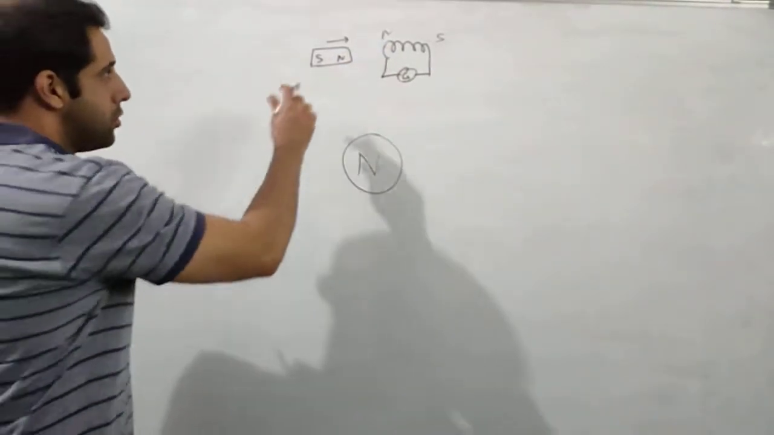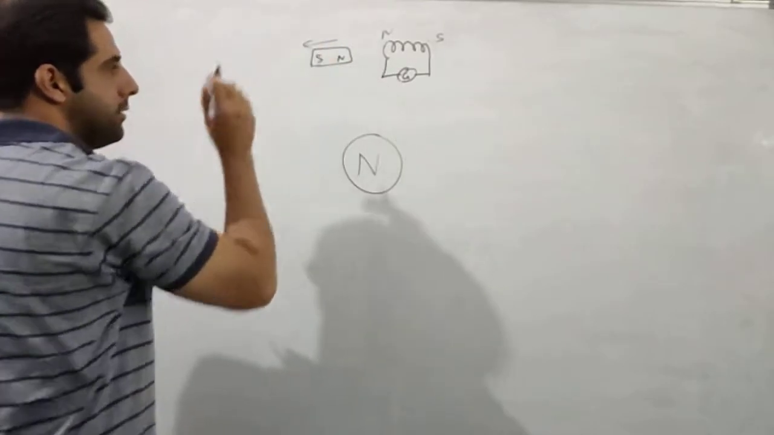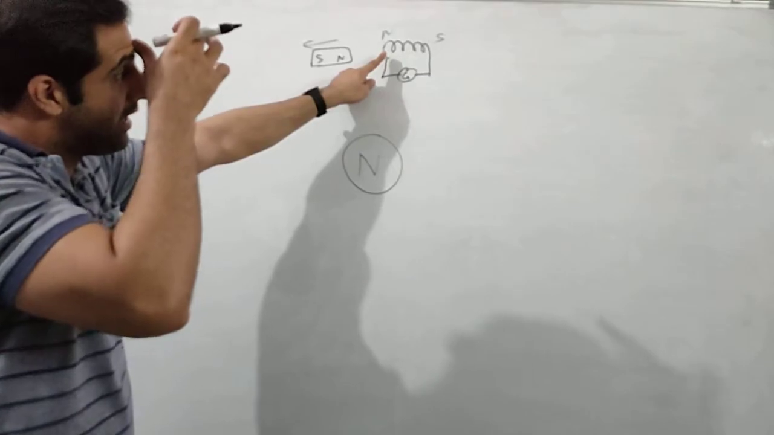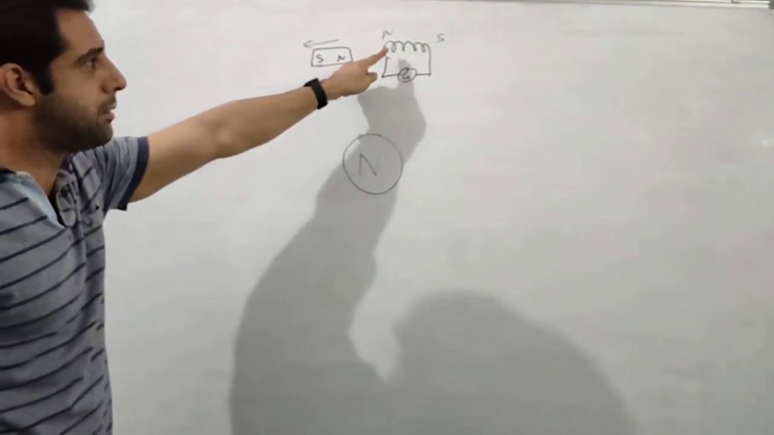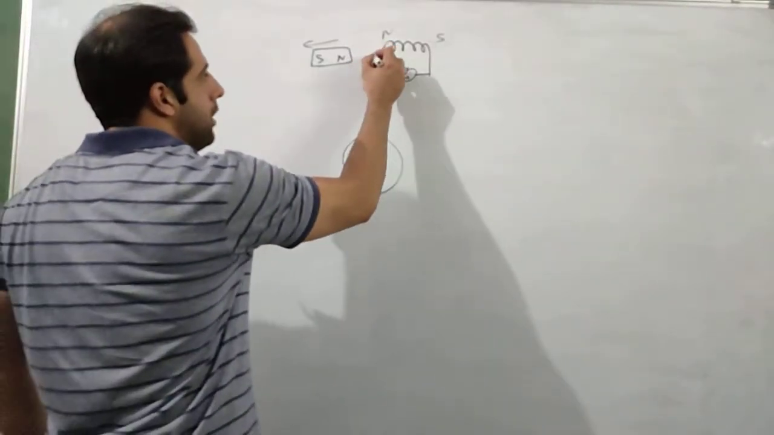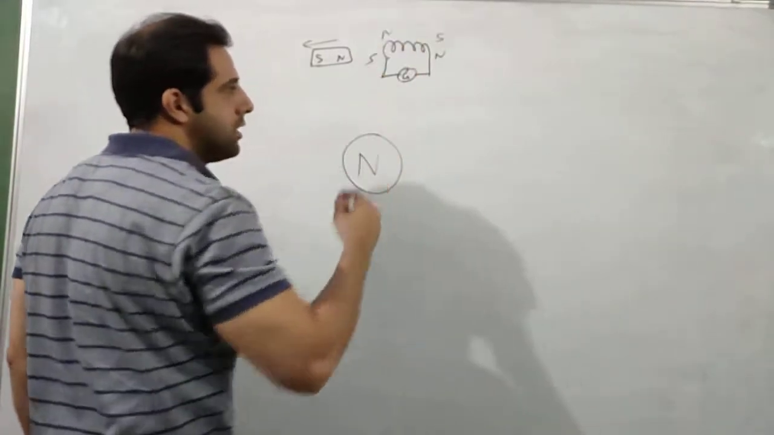The opposite is also true. If the magnet is moving away like this, then what should be the pole here so that it opposes the motion? That means the pole that should be here should attract the magnet. So what will be the pole? Then it will be south on this side and north on this side.